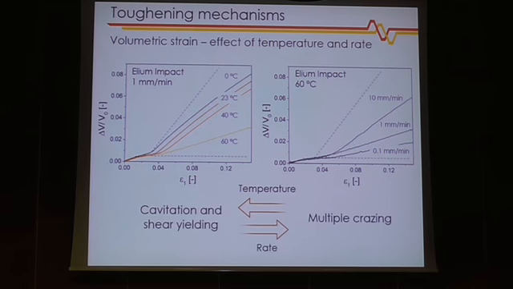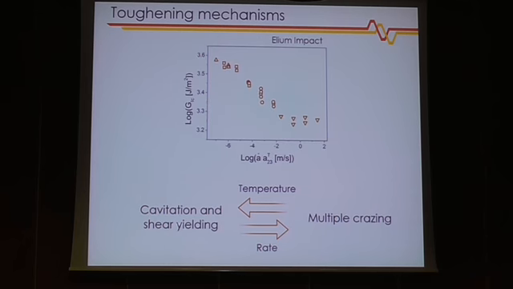So, summarizing the results, we can say that for increasing rates, the main mechanism moves from cavitation and shear yielding towards multiple crazing, while at higher temperatures there is more predominance of cavitation and shear yielding. With that in mind, and knowing that cavitation and shear yielding are related to higher levels of energy dissipated, we may explain the trend we found from the double torsion tests.